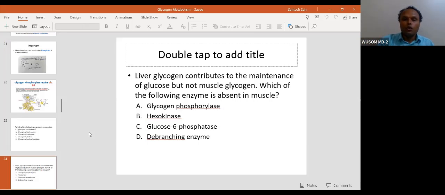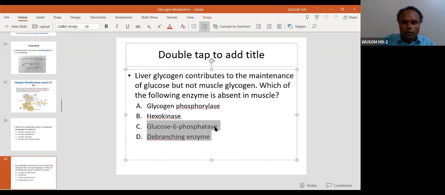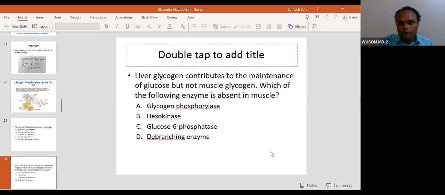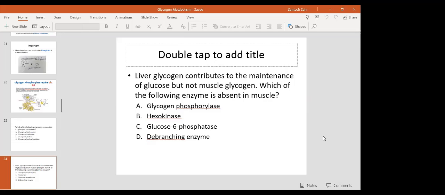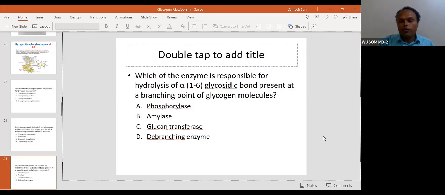You already know. Which of the following enzymes is absent in muscle? Yes, there is not a big problem. You all know which enzyme is absent in muscle. C, normally absent in muscle. Now, which of the following is responsible for hydrolysis of the alpha-1,6 glycosidic bond present at the branching of glycogen molecules? D. Yes, D is the answer.